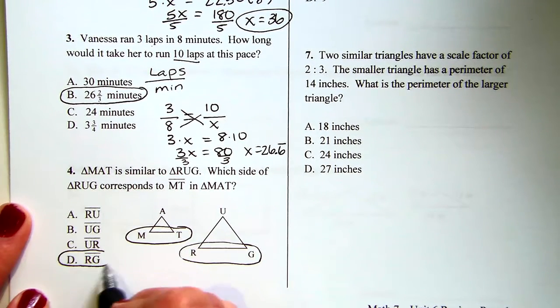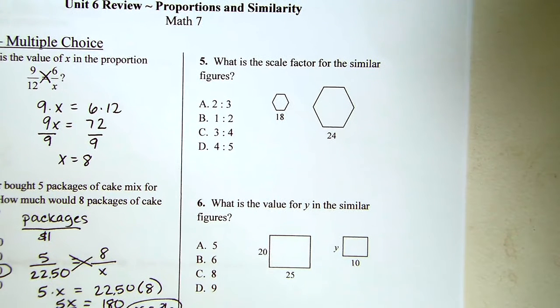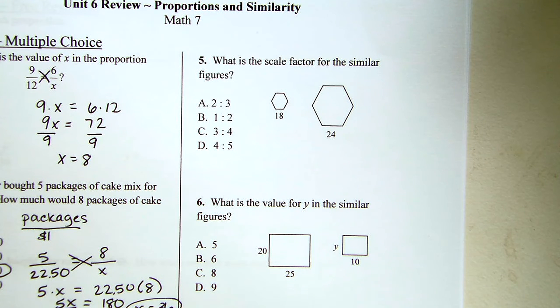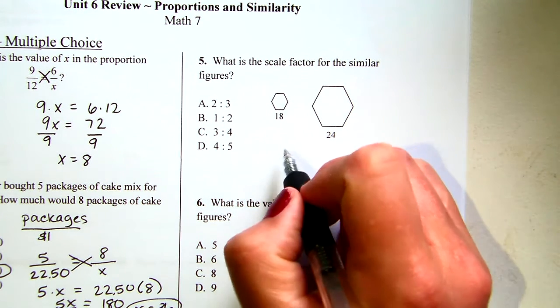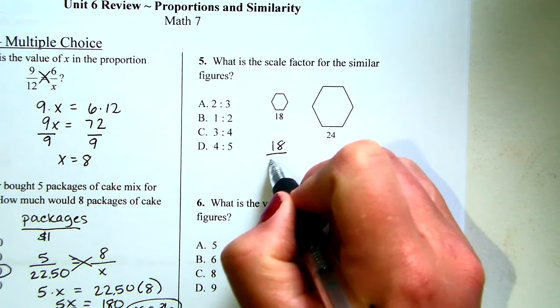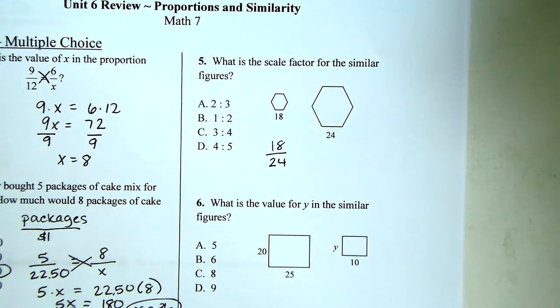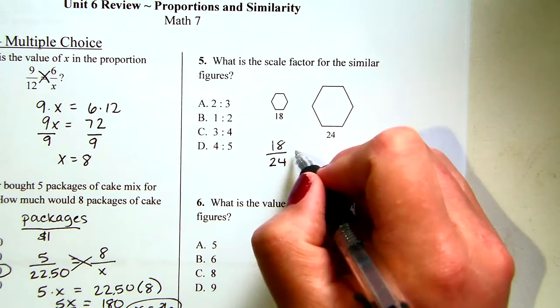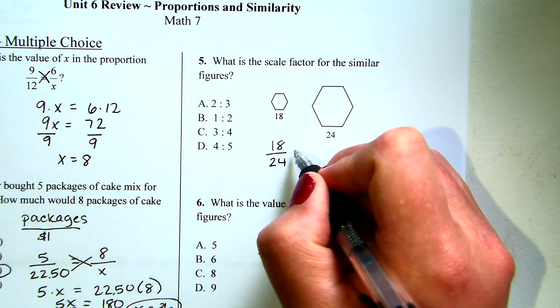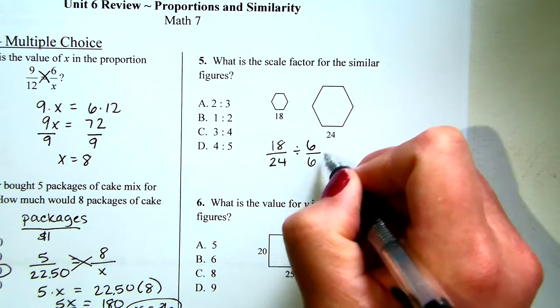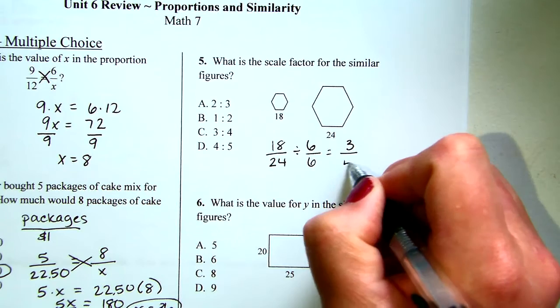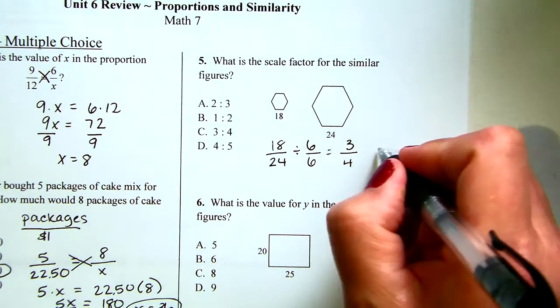Number 5. What is the scale factor for the similar figures? When we talk about scale factor, we talk about setting corresponding sides over each other and writing our answer in simplest form. Here, we get 18 over 24 because they're both on the bottom of our hexagon. That's a 6-sided figure. So here, the number that goes into both 18 and 24 is 6. So I'm going to divide each one of these by 6. When I do that, I get 3/4. Now when we write a scale factor, we write it in colon form. So we get 3:4, and that gives us an answer of C.